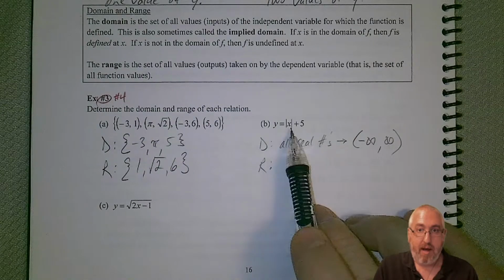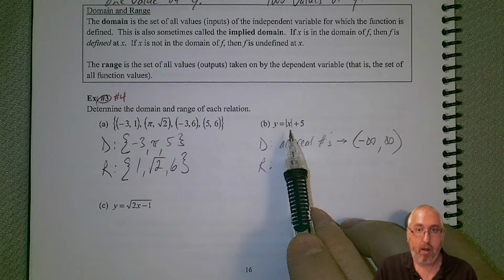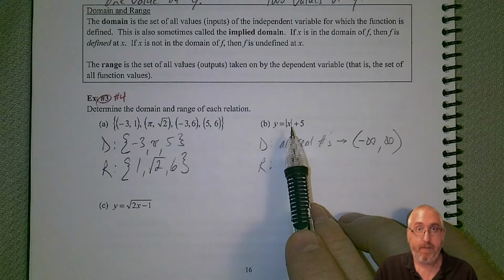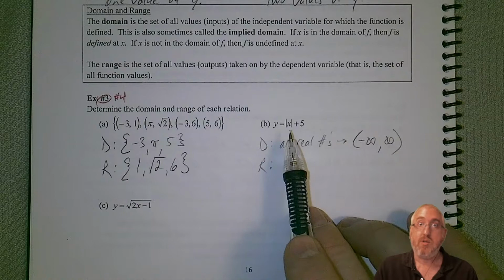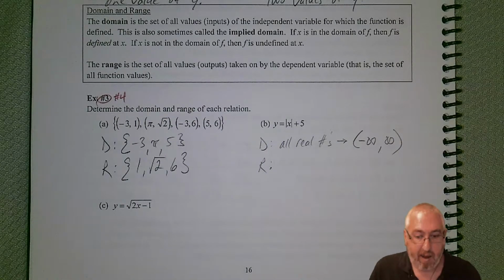Now that absolute value should be setting off some red flags and alarms and bells and whistles, because that's never going to be negative. No matter what value of x you plug in there, you're always going to get a positive number. So the question is, what's the smallest positive number that you could possibly get from that equation?